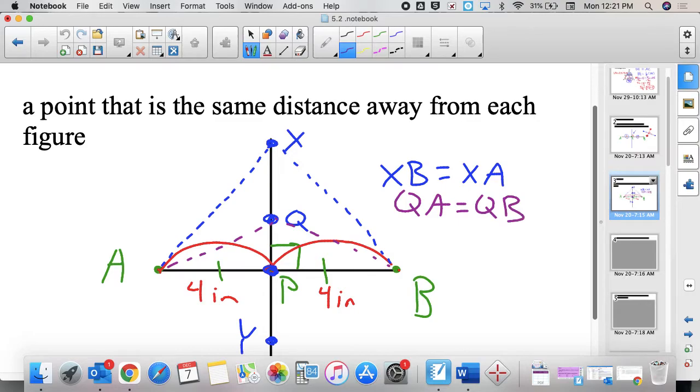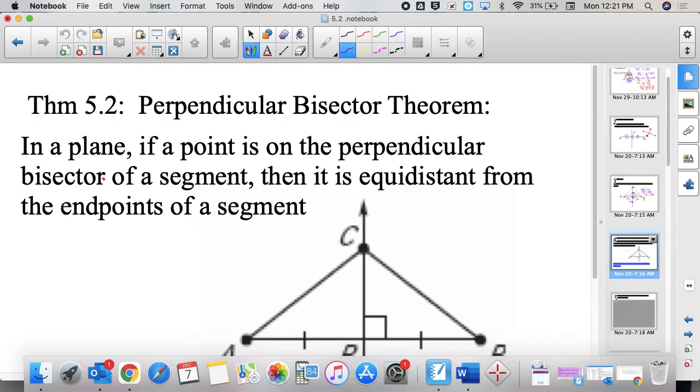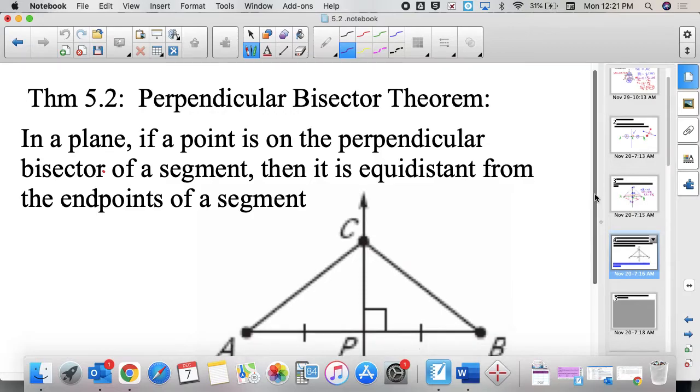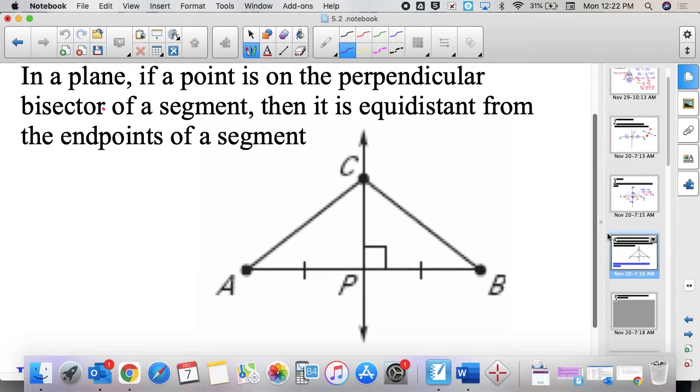Any point that is on it, this point down here, Y, Y to A will have to equal Y to B. Any point that is on it will be equidistant from those endpoints. In a plane, if a point is on your perpendicular bisector, so this point C here is on the perpendicular bisector, then it is equidistant from the endpoints of that segment. So C to A will be equal to C to B.